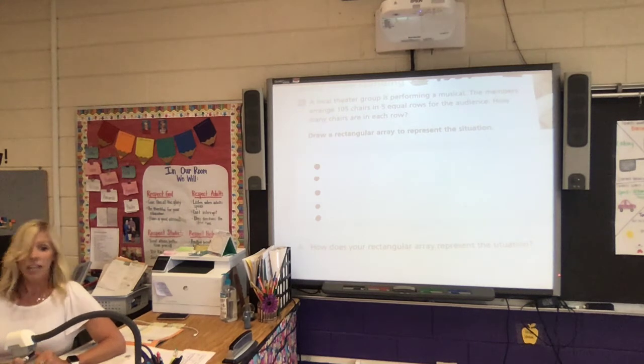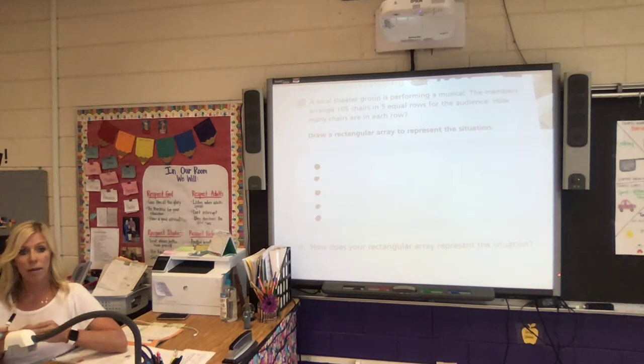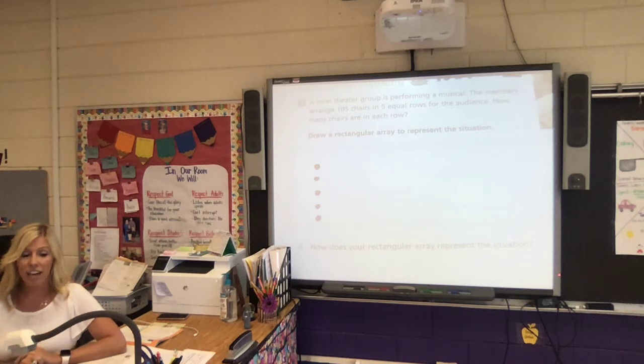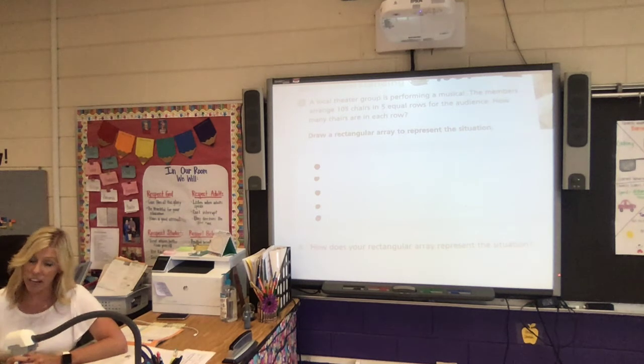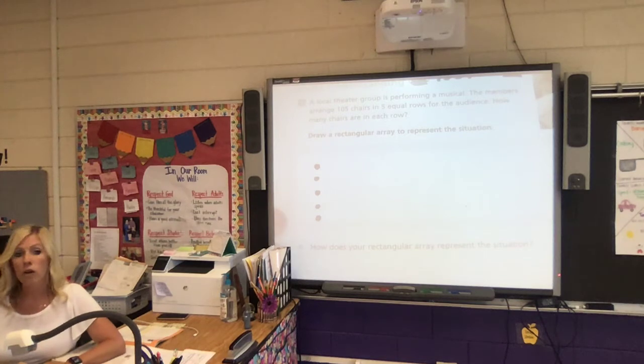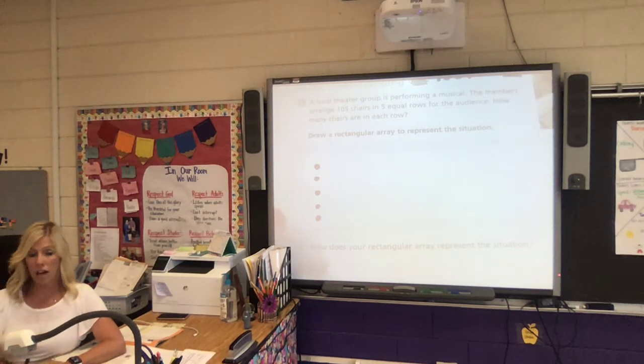Okay? Now, remember when we were working with our pipe cleaner and our cubes and we were herding our sheep in our video? That's kind of what we're doing, except this is a much larger number that we're working with because we have 105 chairs to put in 5 groups. But if we need to represent this with the model, this is how we would do it.